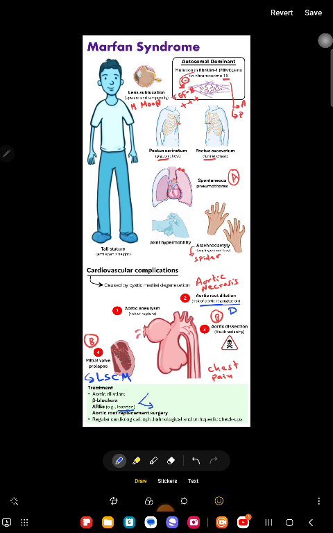And the other point is that with losartan, they found that it can decrease transforming growth factor beta. You remember, this factor is responsible for most of the physical features and also abnormalities in the aorta in people with Marfan syndrome.